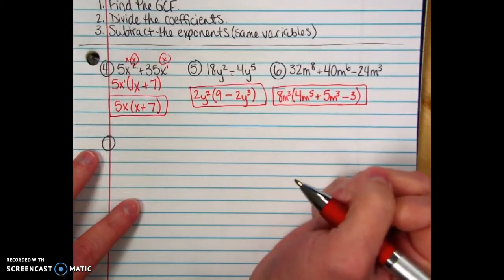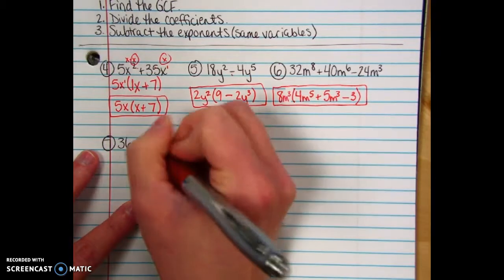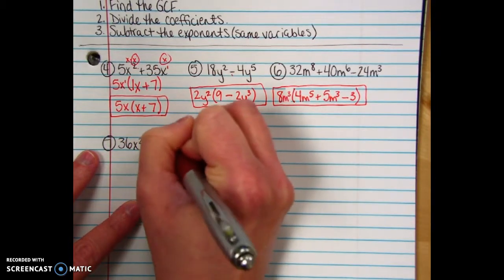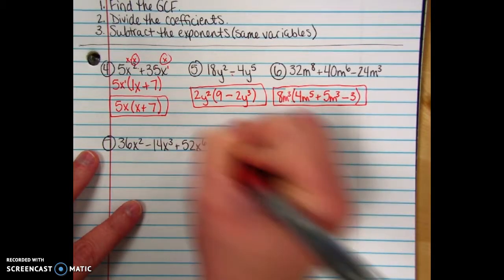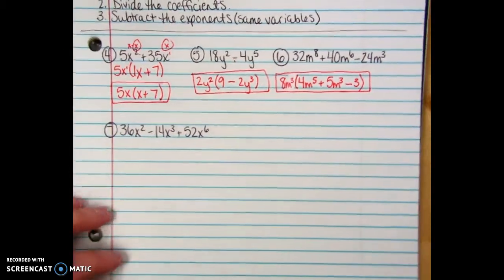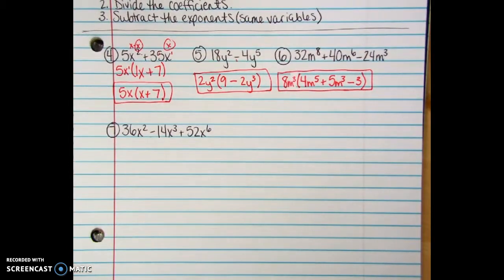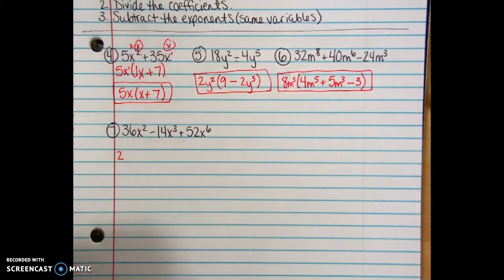Number 7. 36x squared minus 14x cubed plus 52x to the 6th. Okay, the GCF of 36, 14, and 52. A lot of people want to say 4 on this one, but 4 does not go into 14, but 2 goes into all of them.